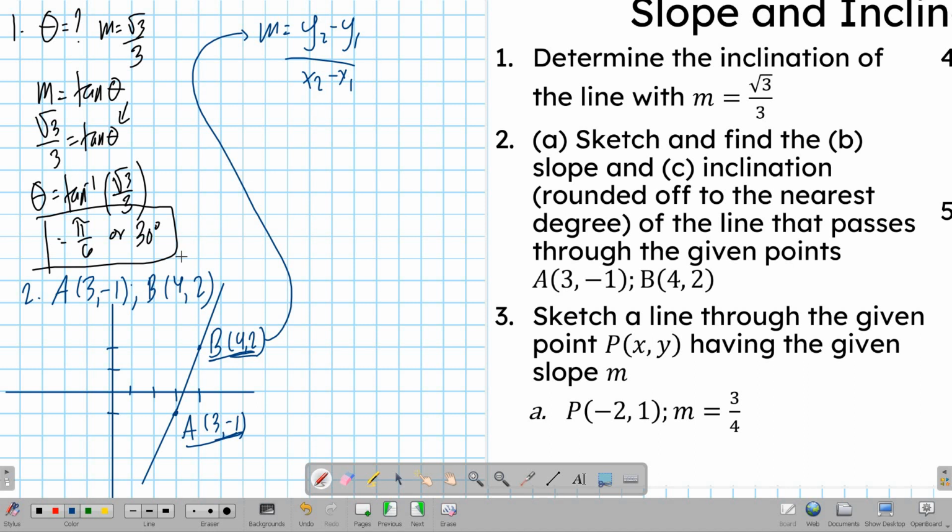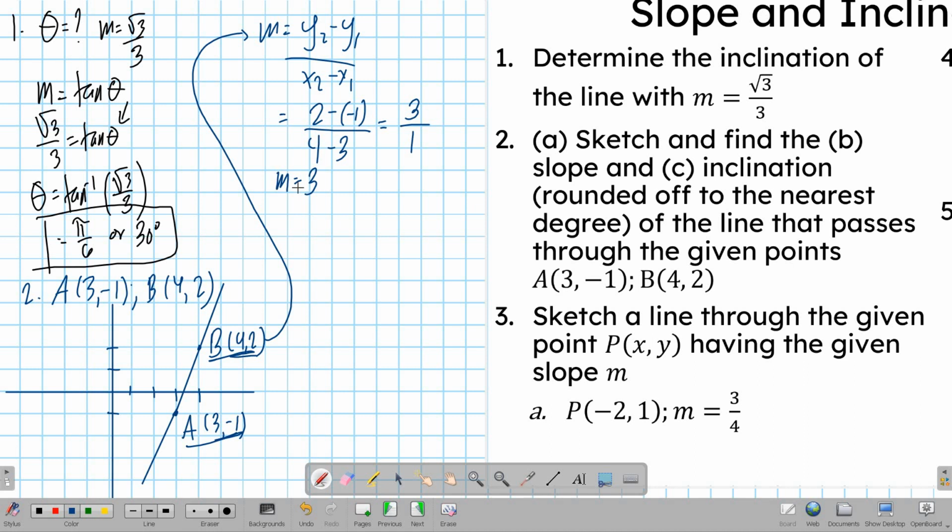So, in this specific case, B will be x sub 2, y sub 2, and let's make A x sub 1, y sub 1. Therefore, the slope m would be equal to 2 minus negative 1, that's y sub 2 minus y sub 1, over 4 minus 3, that would be x sub 2 minus x sub 1. 2 minus negative 1 becomes 3, and 4 minus 3 becomes 1. Therefore, the slope that we're looking for is equal to 3.